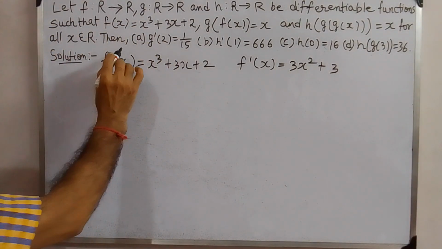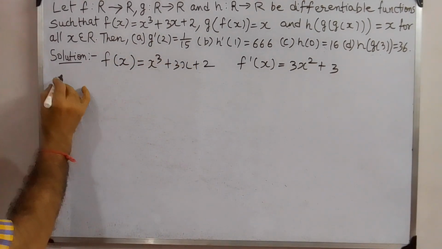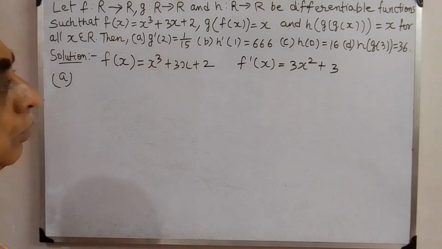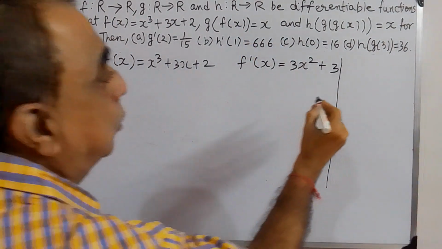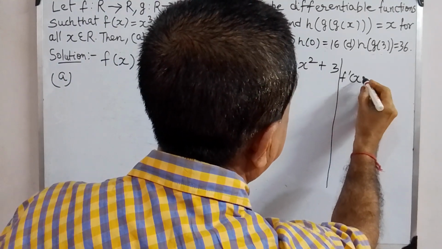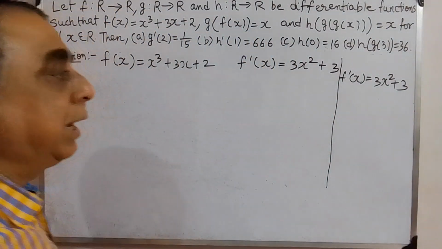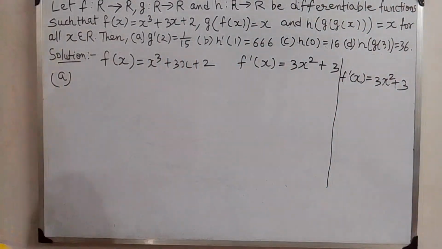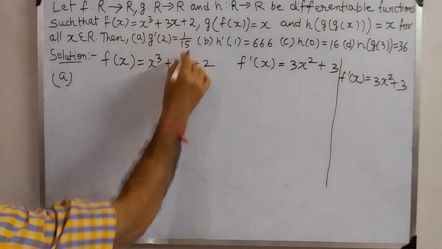Now here in the first part A, it is asked g dash 2. So let us check whether g dash 2 is equal to 1 by 5 or not. Here I am writing these values separately. Here f dash x is equal to 3x squared plus 3. This will be needed in the further solution, so write it separately. Now g dash 2 is equal to, I have to check it.